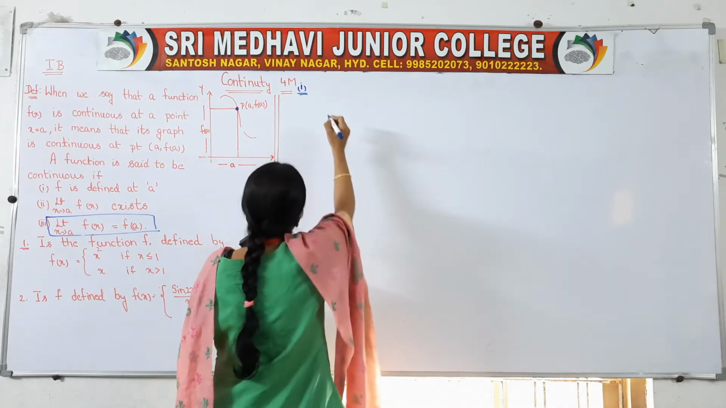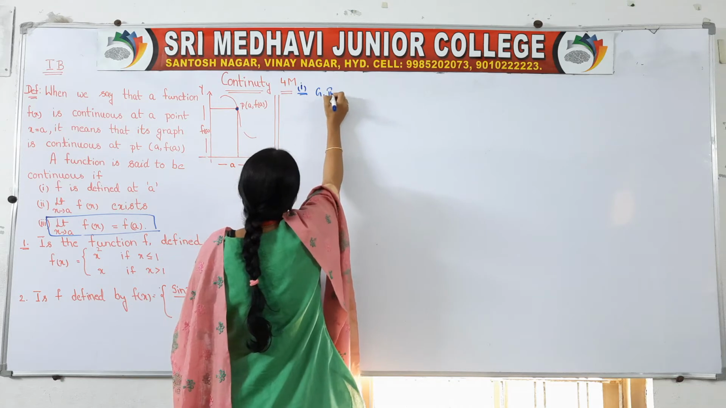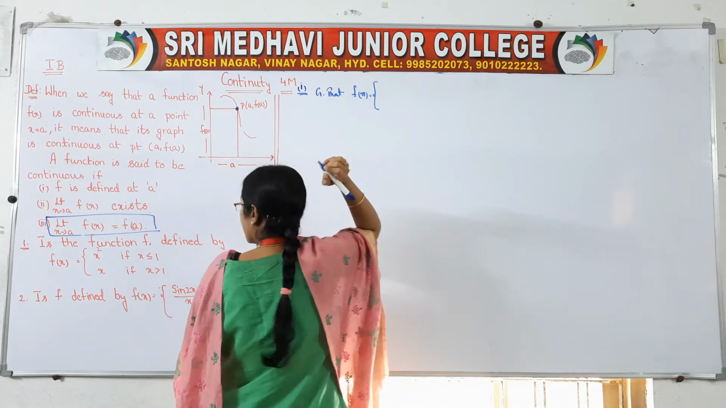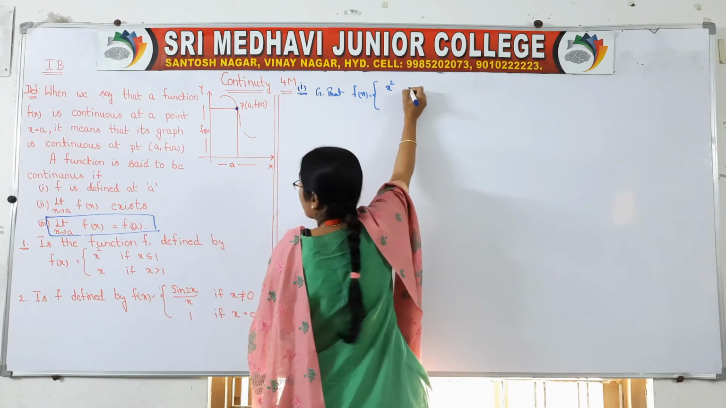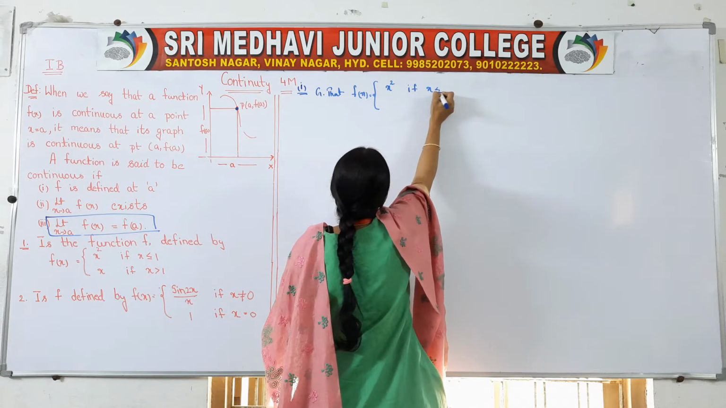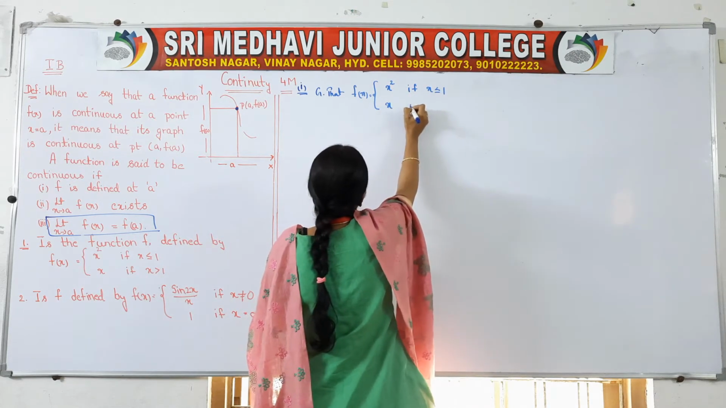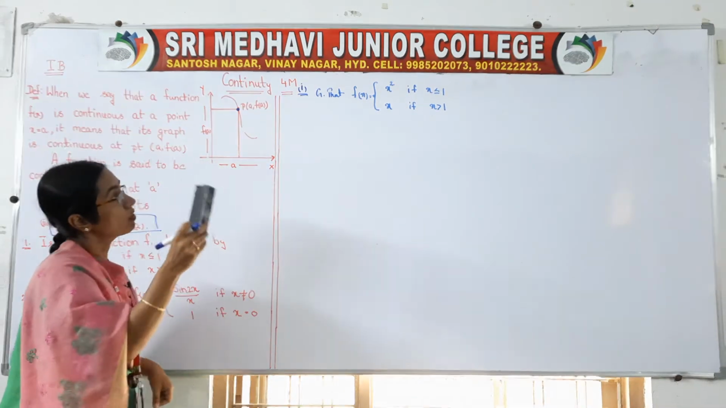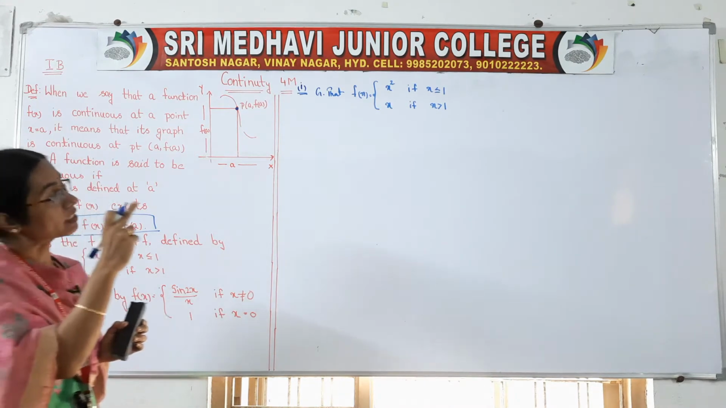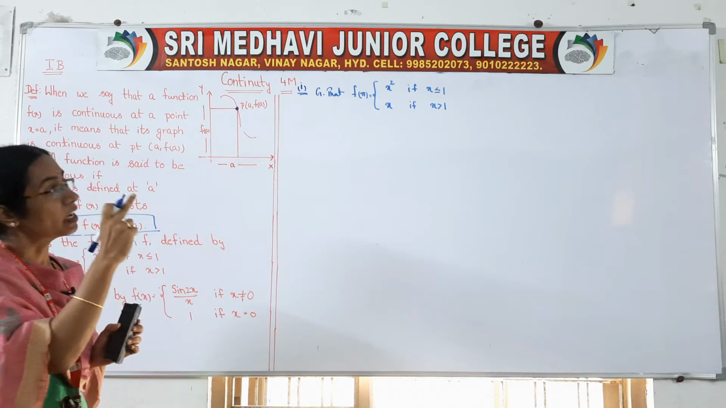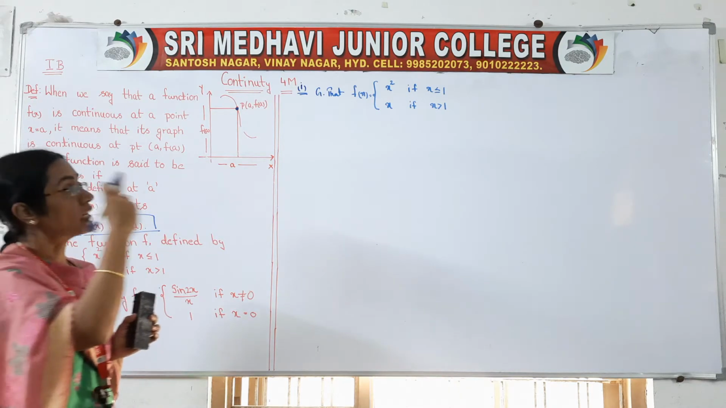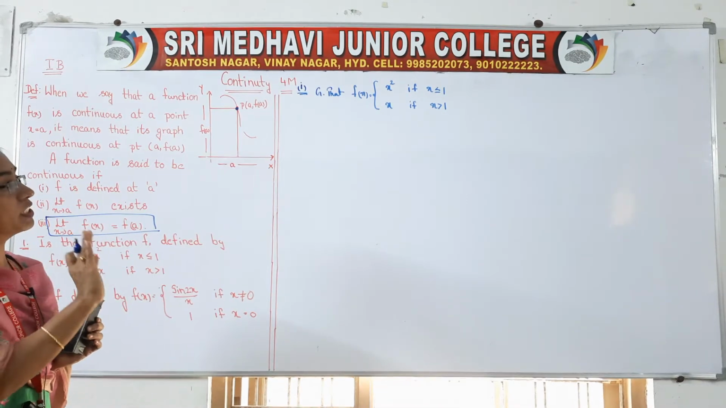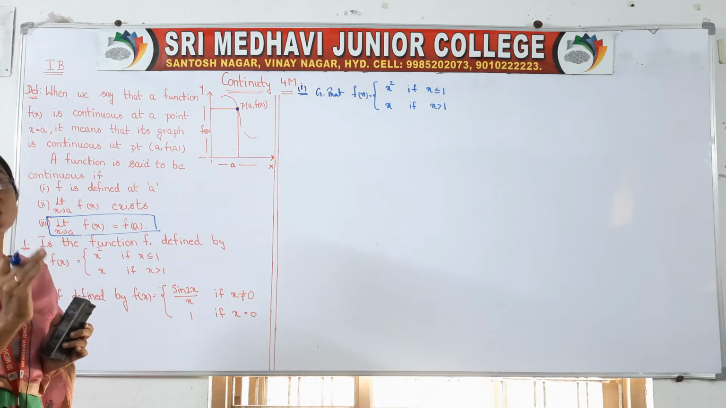So take your first question. The function is given by f of x is equal to x square if x is less than or equal to 1, and x if x is greater than 1. Is it continuous at 1 or not, we have to check. The function is defined. Now we will check whether the limit exists or not.